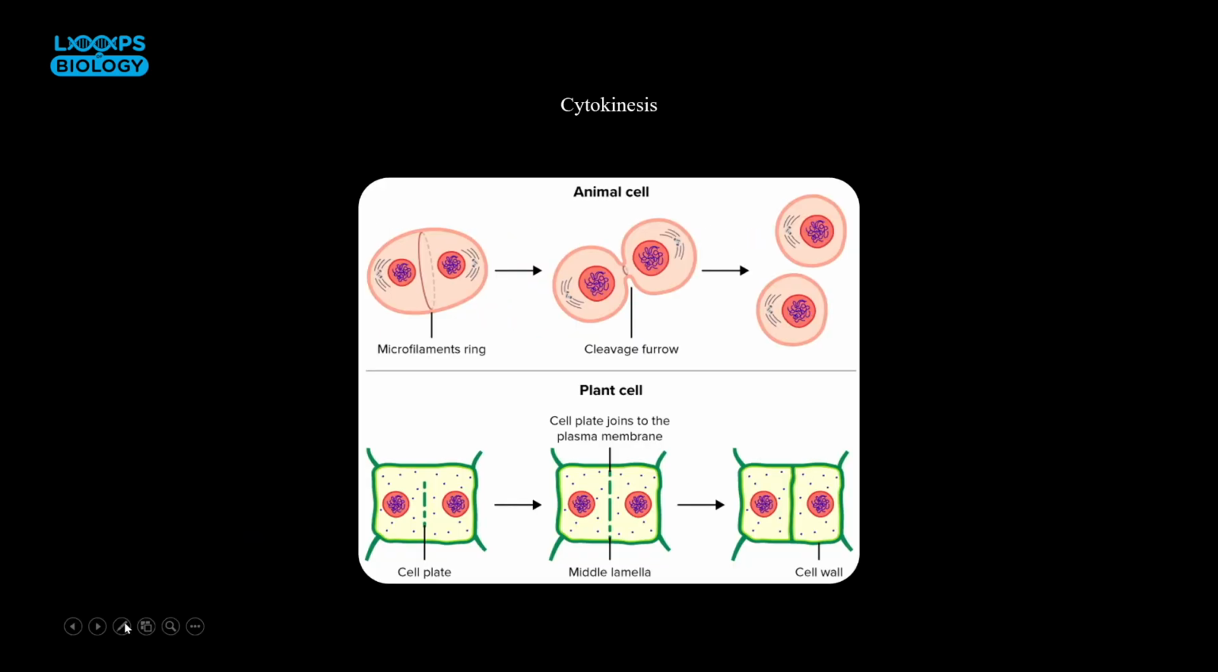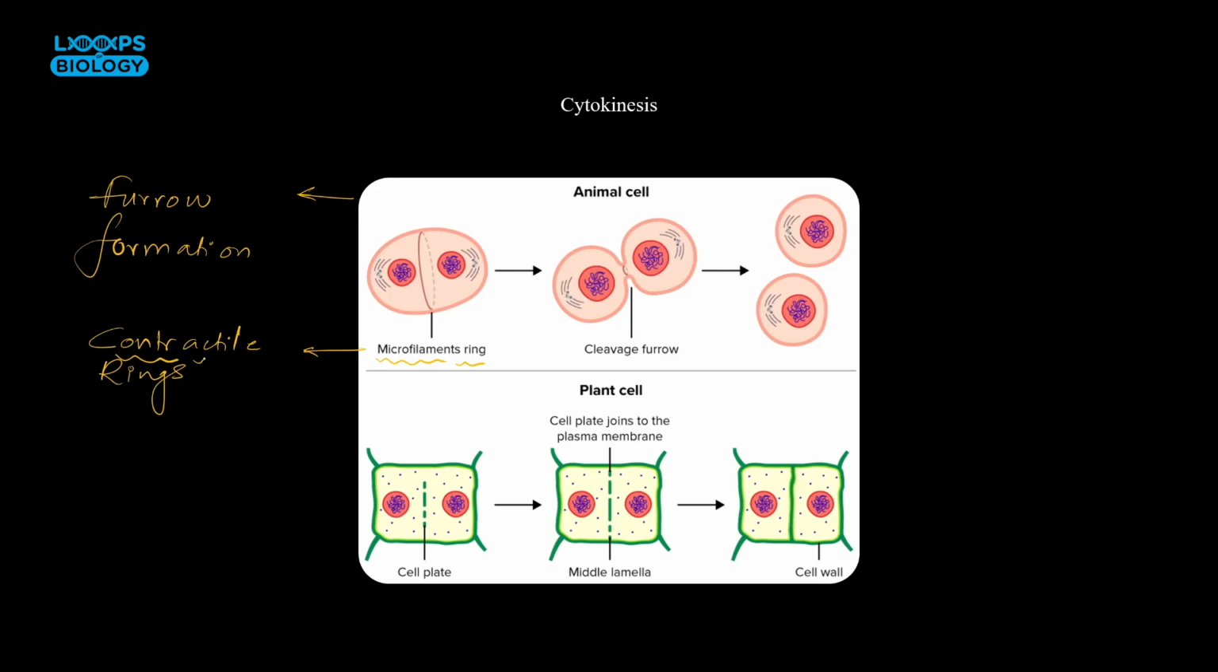All right. So the next part of the mitosis to complete the particular cell division is cytokinesis. Now in cytokinesis, if we are talking about two cells, that is animal cell and plant cell, the things are slightly different. In animal cell, there is a formation of furrow. And there is a microfilament ring, as you can see. These are also called contractile rings.